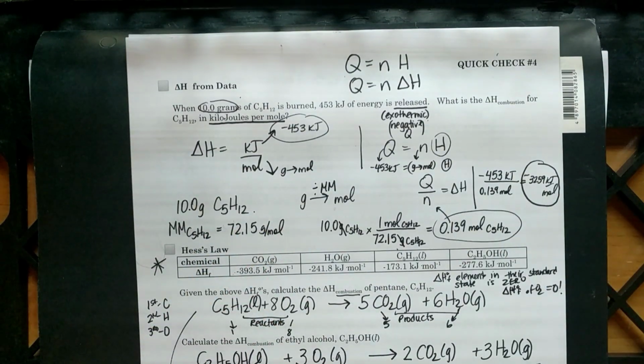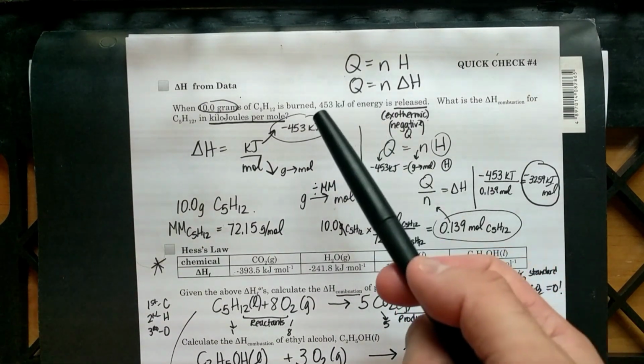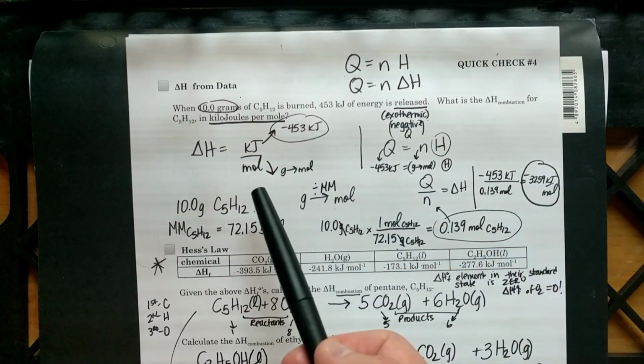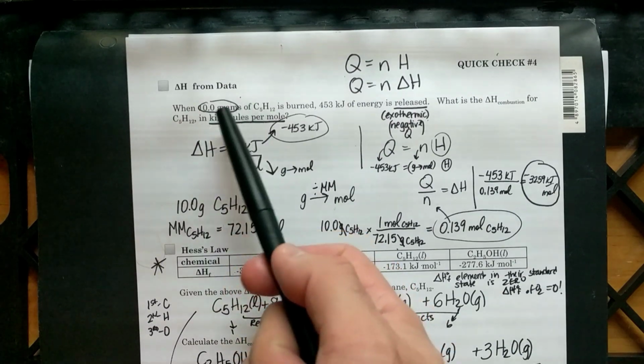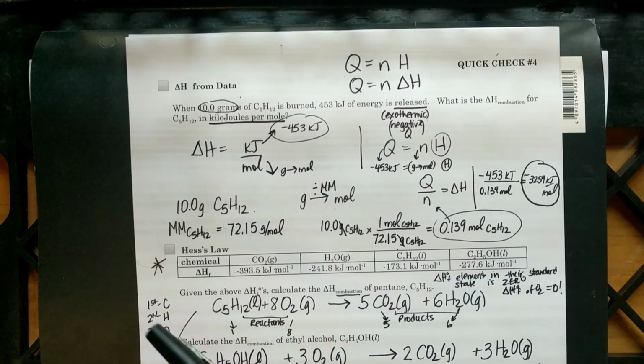Now, there were two ways of looking at this. Either we need to get units of kilojoules per mole. I have kilojoules and I'm going to need moles. My kilojoules was negative 453 kilojoules. Remember, energy is released, so it's negative. And for moles, well, I have grams, and I've got to go from grams to moles. And I know how to do that.